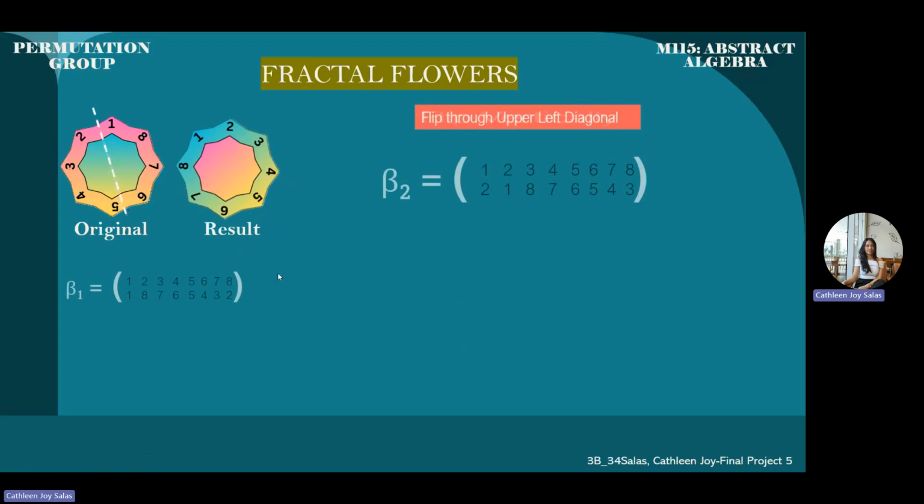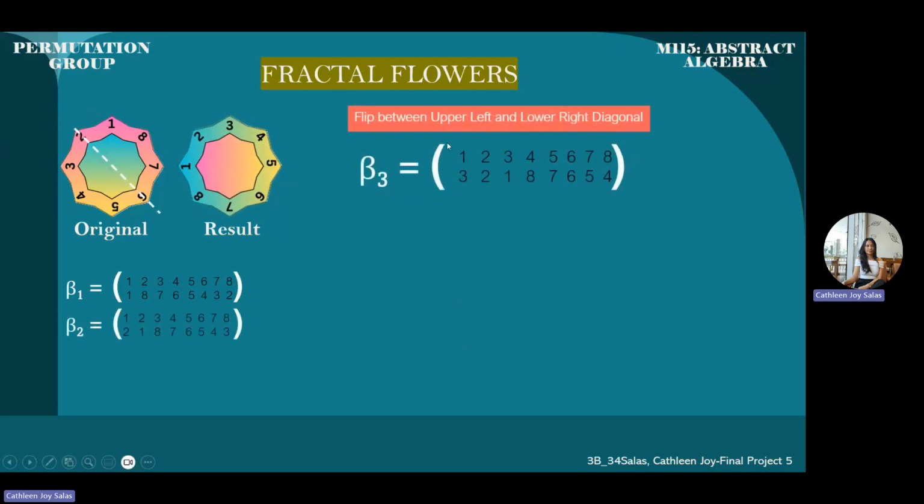Next, for our flip through upper left diagonal, we have 1 is to 2. 2 is to 1. 3 is to 8. 4 is to 7. 5 is to 6. 6 is to 5. 7 is to 4. And 8 is to 3.